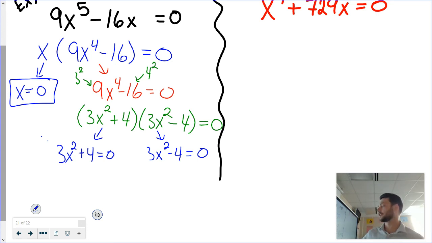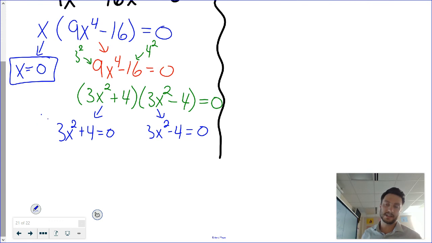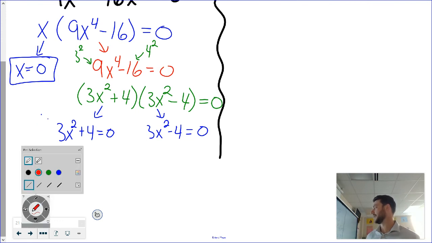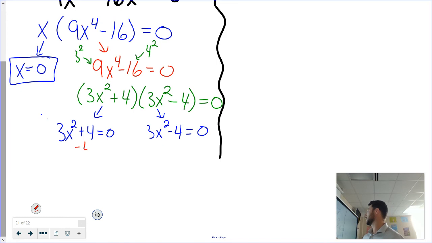So if you look here, we're actually going to solve these by square roots because there is no b term as you go through, right? There's an x squared and there's a number, there's no b term. So I'm going to subtract 4 here. We're trying to get x squared by itself.